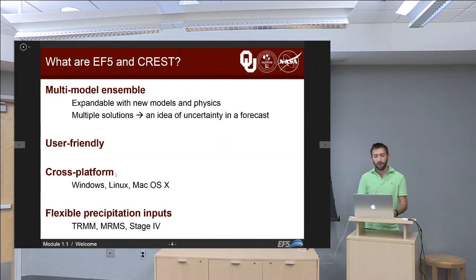So it's a multi-model ensemble, and EF5 is expandable, so it's possible to add in new hydrologic model cores, new physics schemes, and those multiple solutions can help give you an idea of the possible uncertainty in the forecast. Another way of thinking of this is that EF5 solutions are the envelope that surrounds all possible answers to the question, and in this case, the question is, what will my river do given a certain amount of rainfall and soil moisture?